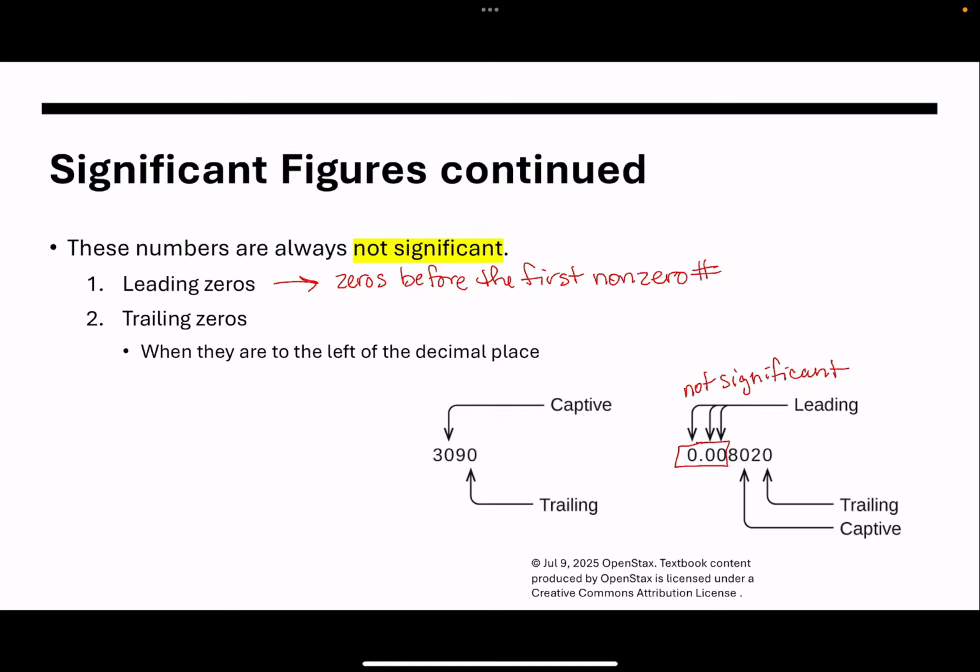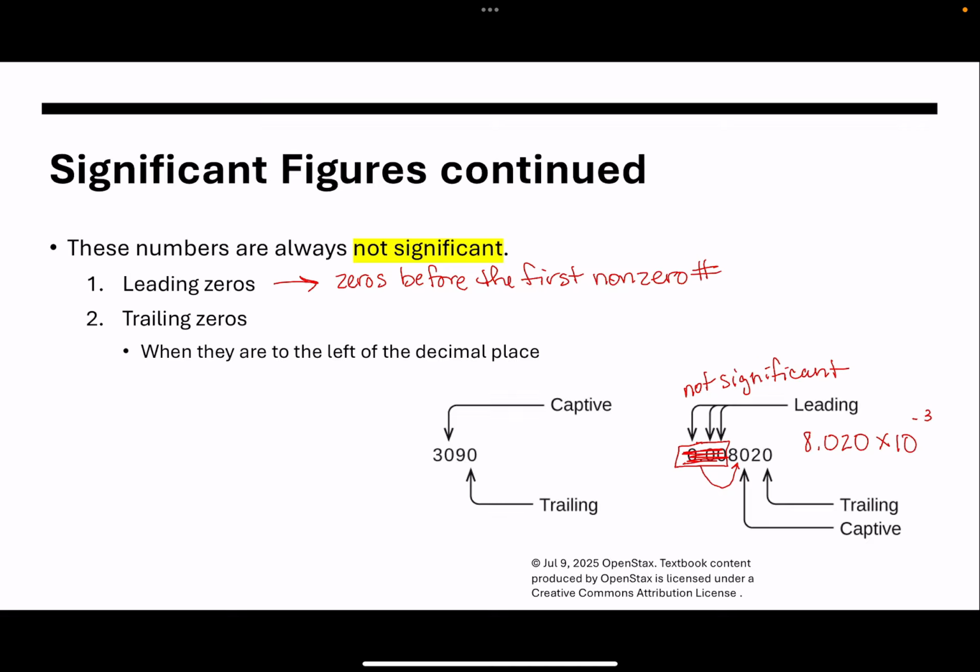Okay, and this is something you can look at and use scientific notation to help you. Remember on the last slide, we took this number and changed it to scientific notation. And we did that by moving the decimal behind the first non-zero digit. So we ended up with 8.020. So the fact that we could leave out all of these zeros tells us that they are not significant. And so that's another way to look at your zeros and determine if they are significant or not.